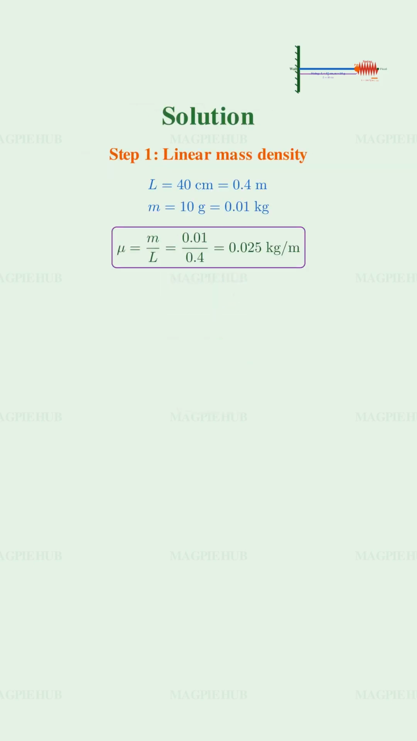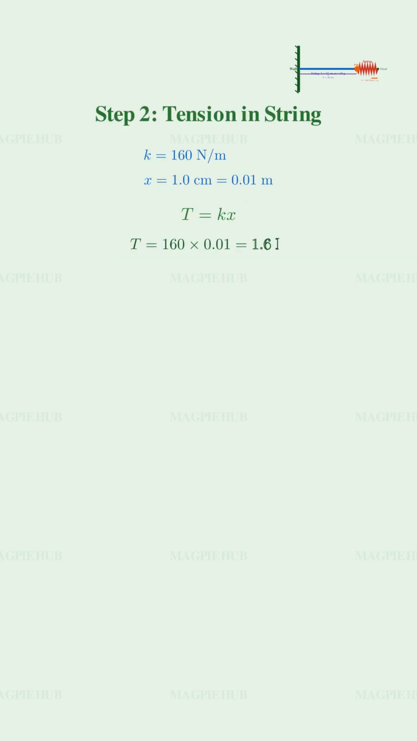Given values, string length L equals 40 centimeters, that is 0.4 meters. Mass of string M equals 10 grams, that is 0.01 kilograms. So the linear mass density mu equals M over L equals 0.01 divided by 0.4, which gives 0.025 kilograms per meter. Step 2. Finding the tension in the string.